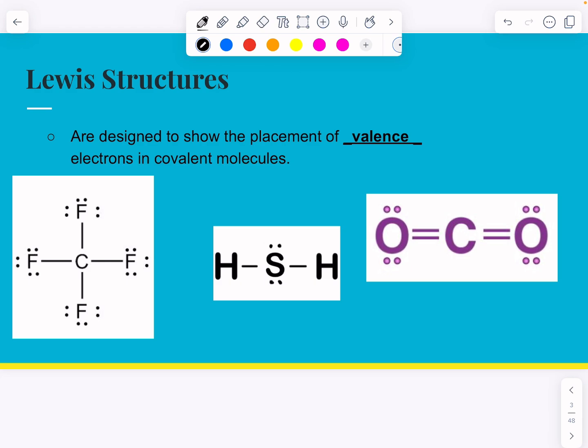Now, those valence electrons can be shown in two ways. They can be shown as what's called a lone pair, which means it's not bonded to anything but oxygen, or it can be shown as a bonded pair, which is in a line. Bonded pairs can be single, like the one I circled, or they can be double, like one here. This is called a double bond, or there's also triple bonds, and we'll see how those are formed in a second.